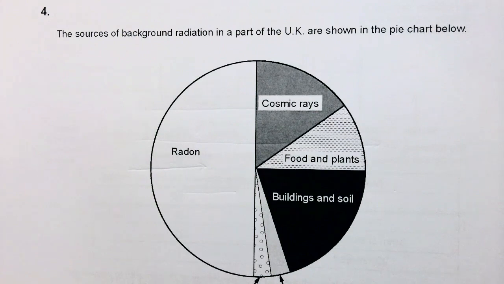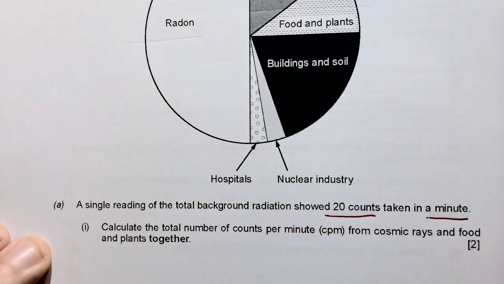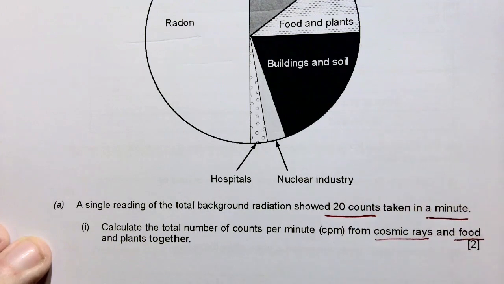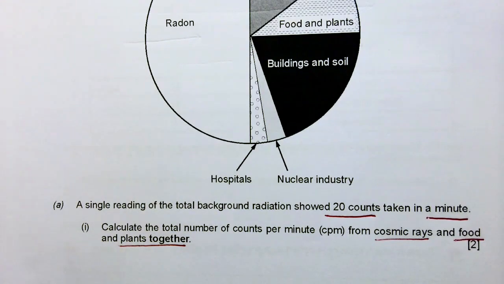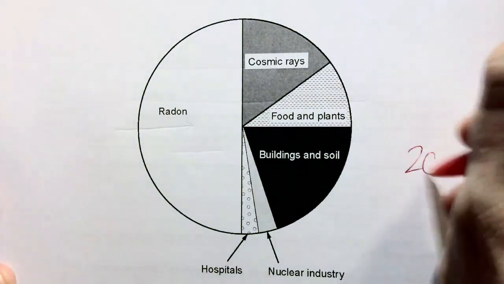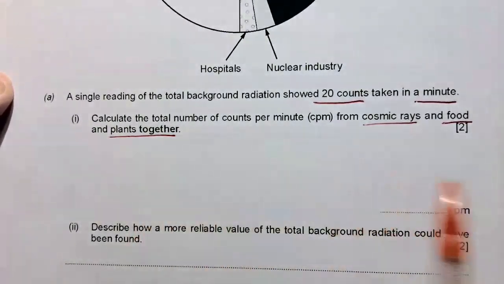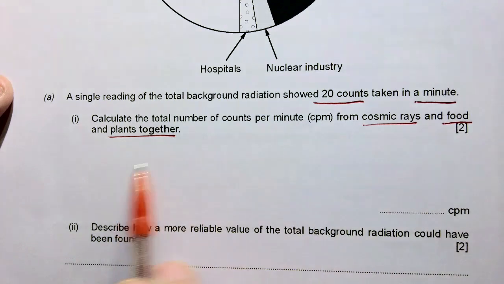A single reading of the total background radiation showed 20 counts taken in a minute. Calculate the total number of counts per minute from cosmic rays and food and plants together. So let's see now. If the whole pie is 20 counts per minute, we are being asked what would be the contribution from cosmic rays and food and plants together.